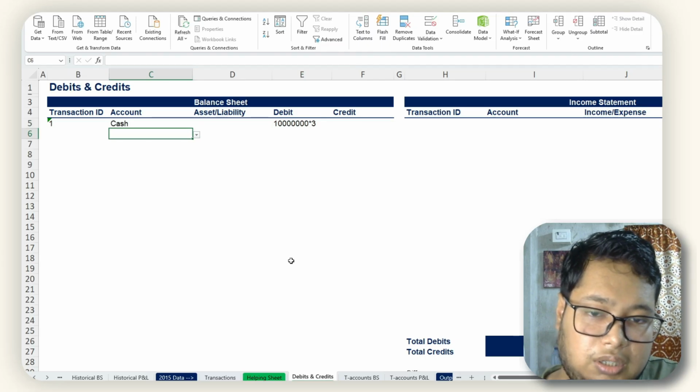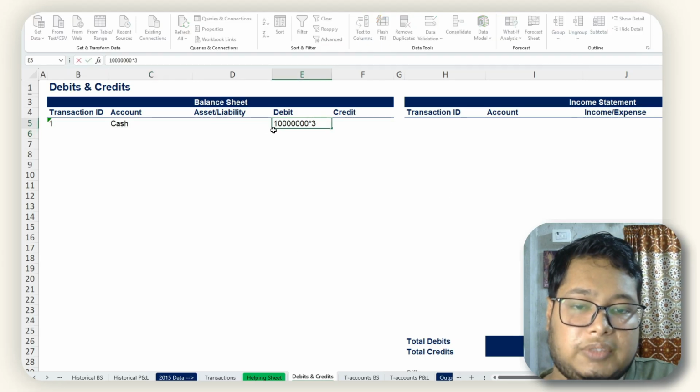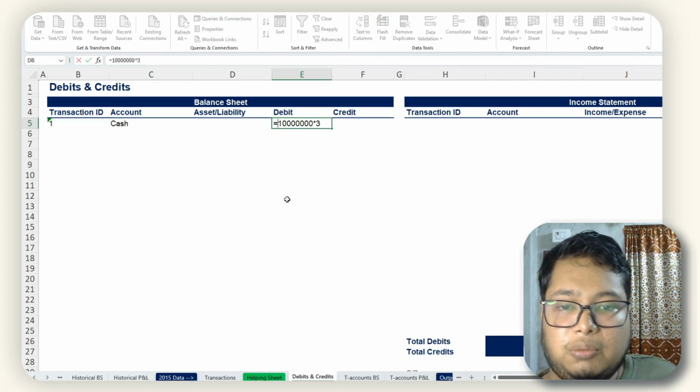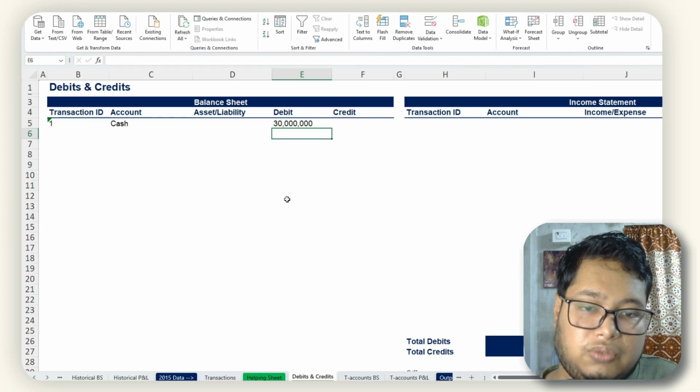Sorry, why didn't it work? Let me see. Okay, sorry, this is a very silly thing to do, without putting an equals sign. We can put equals to or plus as well, whatever. So now it should work.